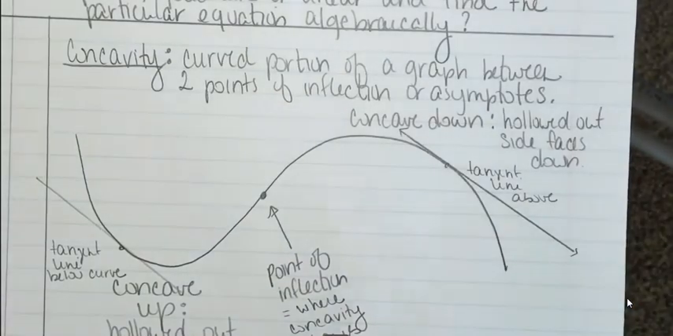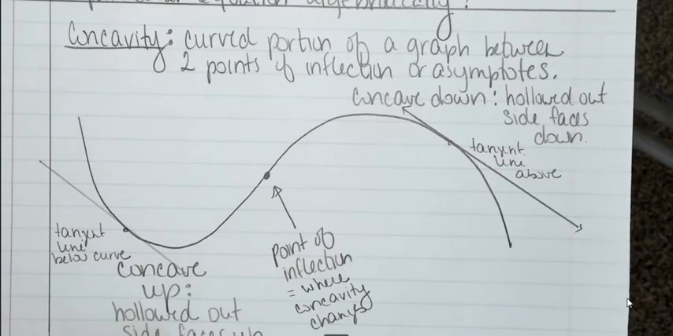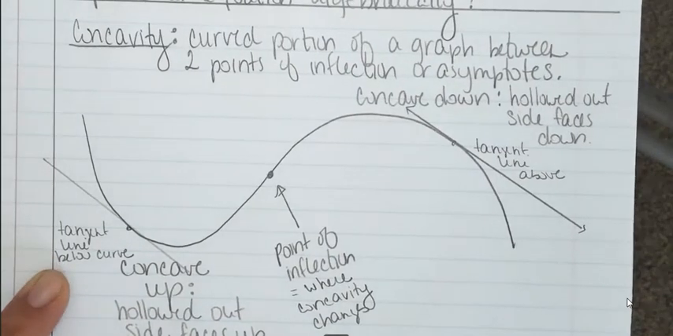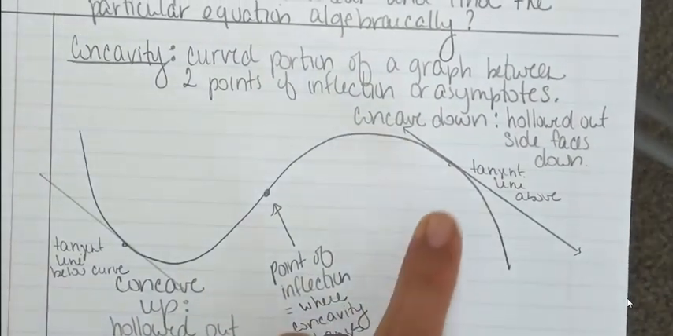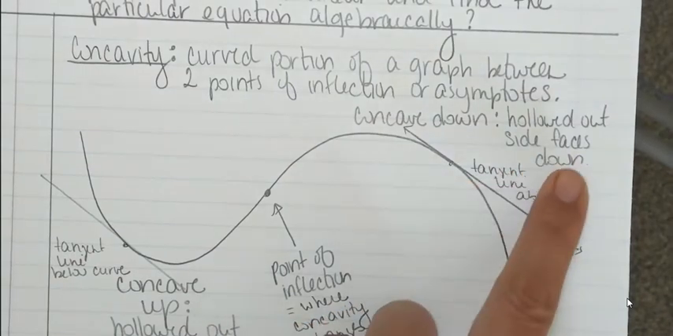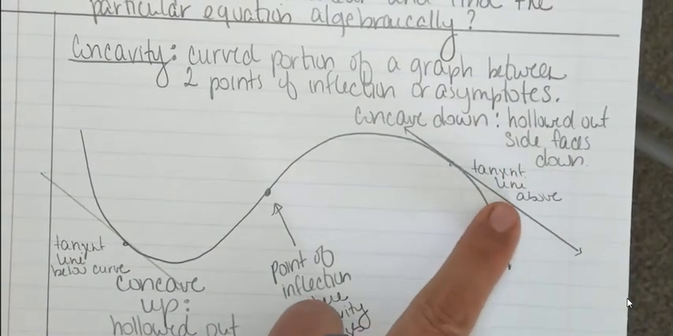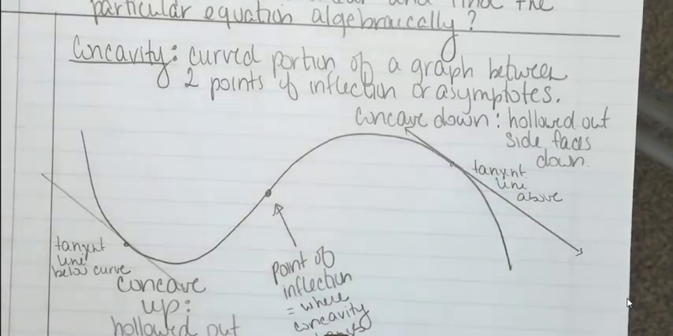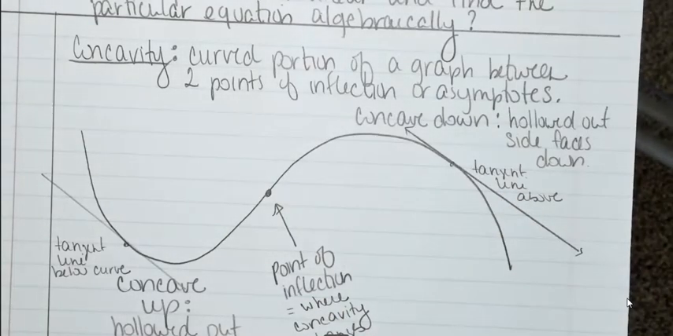So you have a couple ways of thinking about concavity. Concave up: the hollowed outside faces up, or the tangent line can be drawn below. Or concave down: the hollowed outside faces down, or the tangent line is drawn above. Now notice that concavity has nothing to do with whether or not this graph is increasing or decreasing.